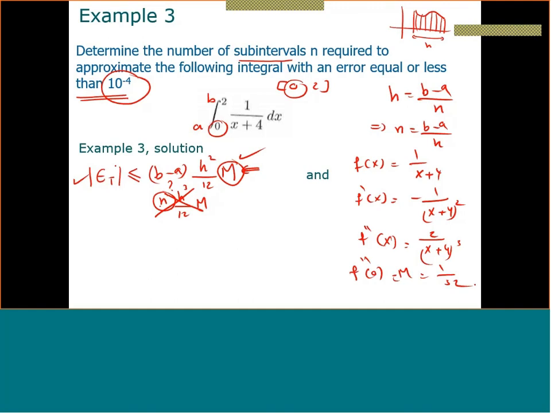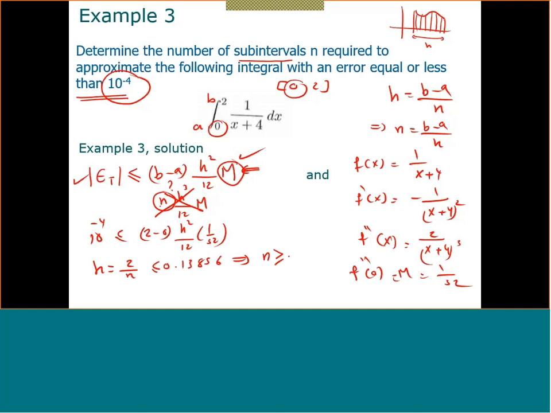So you can say that 10 to the minus 4 is less than or equal to (b minus a), which is 2 minus 0, times h squared, my unknown, divided by 12 times 1 over 32. If you solve this inequality, h, which is equal to (b minus a) over n, which is 2 divided by n, has to be less than or equal to 0.13856, and from this your n has to be greater than or equal to 15.